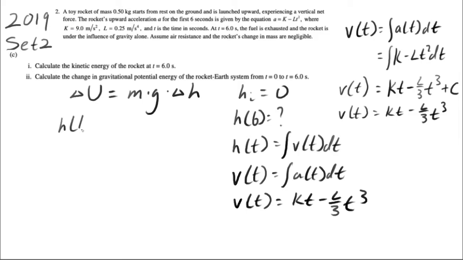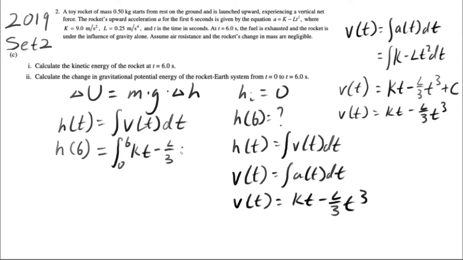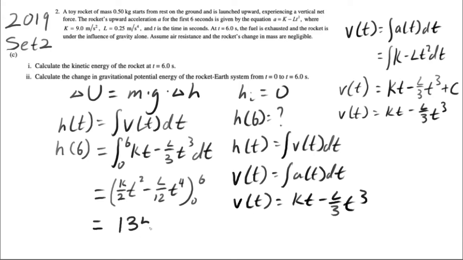So now we can focus on the displacement equation. So h of t equals the integral of v of t. Since we're finding the exact value of the vertical displacement at t equals 6 seconds, we need to use specific limits of integration. So we're going to use t from 0 seconds to t equals 6 seconds to find the vertical displacement. So we can just plug in the equation that we got and integrate once again. So you get that when t equals 6, the vertical height is 135 meters.